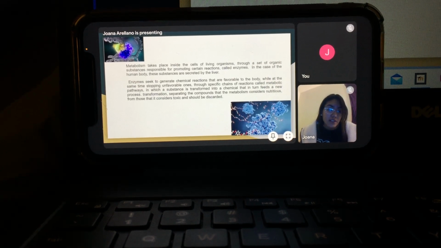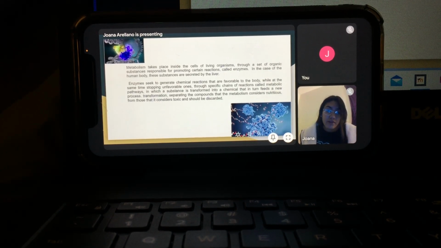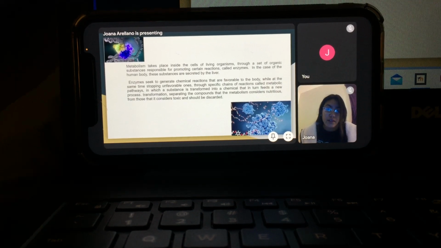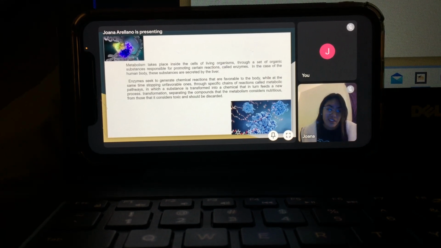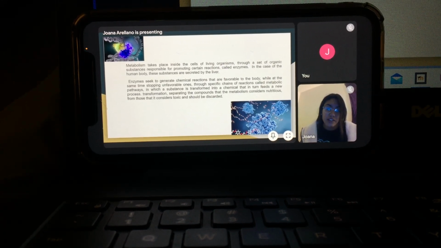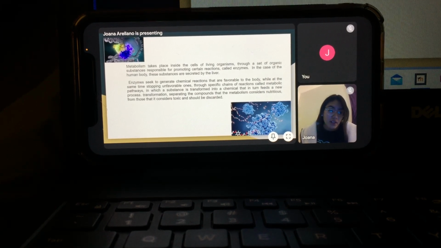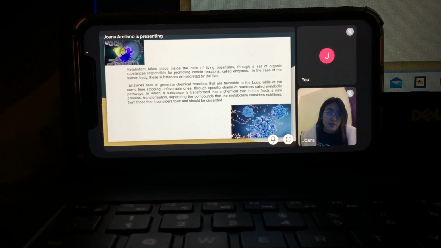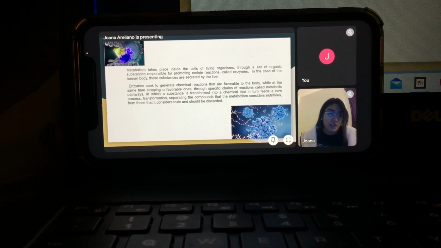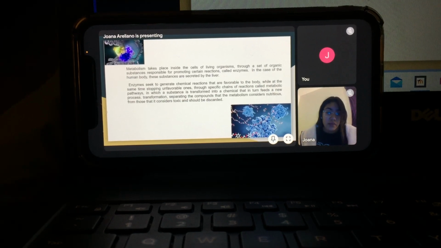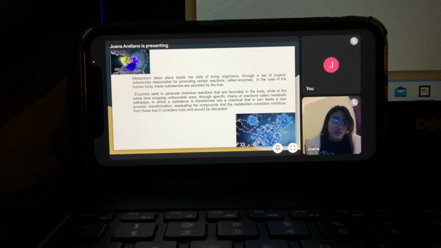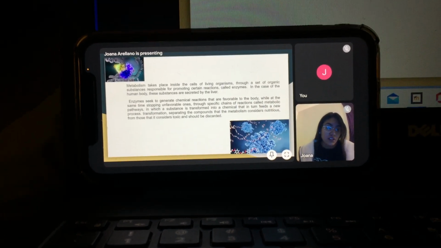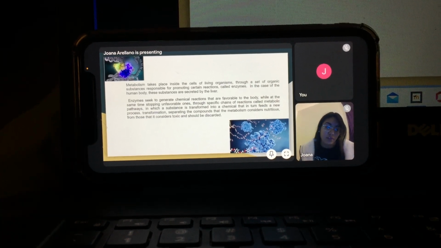Enzymes seek to generate chemical reactions that are favorable to the body, while at the same time stopping unfavorable ones through specific chains of reactions called metabolic pathways, in which a substance is transformed into a chemical that in turn fits a new transformation process, separating the compounds that the metabolism considers nutritious from those that are considered toxic and should be discarded or taken away.